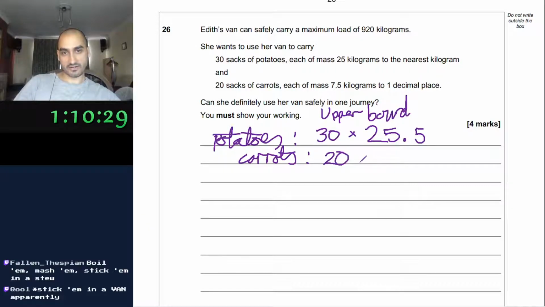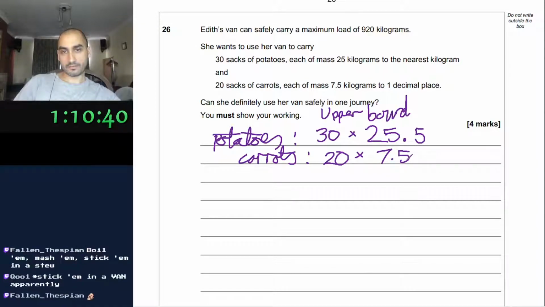20 sacks of carrots, each of mass 7.5 to 1 decimal place. So at worst, they could be, just the same argument, 7.55. If it was 7.54, it would be rounded down. 7.55 or more, it would be rounded up.